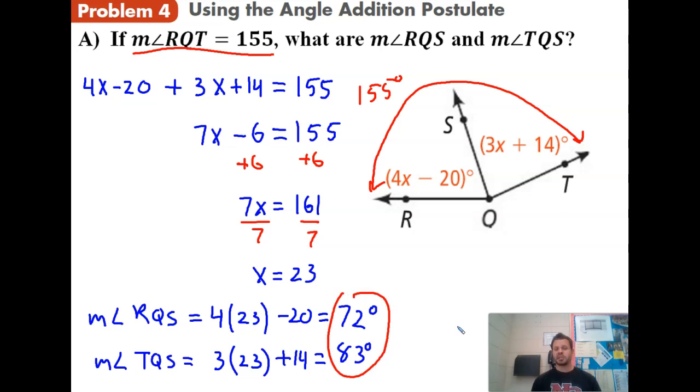And just like we had with the segments, an easy way to check to make sure we did those correctly is if I add them together, 72 plus 83, I should get the 155, the total, which I do. So I know I most likely did those ones correctly. All right, that's problem 4, part A, using the angle addition postulate. There's also a part B in your note guide. Why don't you go ahead and pause the video, work through that one, and then you can hit play to check your answer.